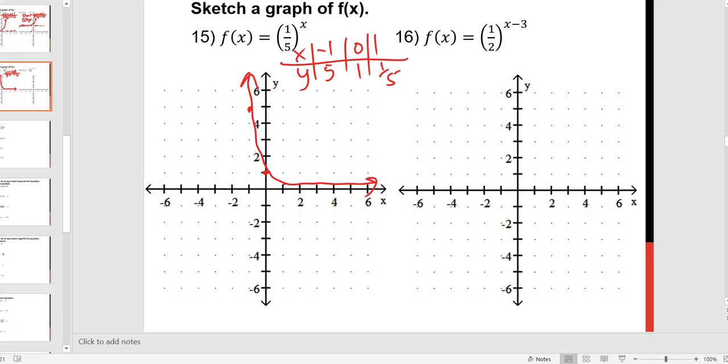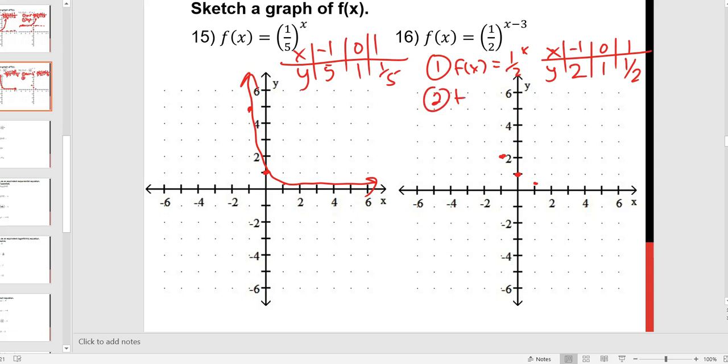This one, first step is I ignore that shifting. So I'm just going to graph the same 3 points. So that 1/2 to the -1 is 2, to the 0 is 1, to the 1 is 1/2. The difference here this time is that this is not my final graph. I need to shift it.